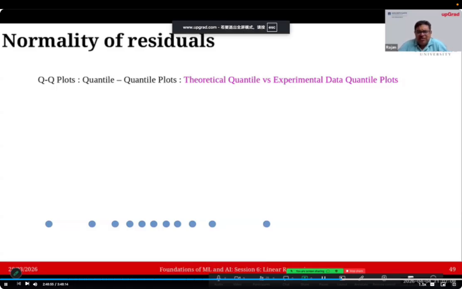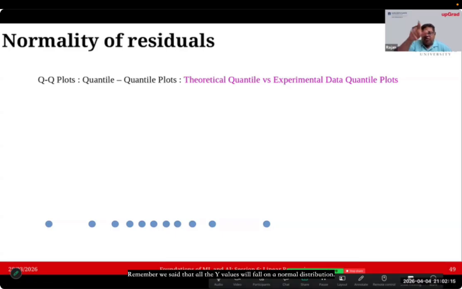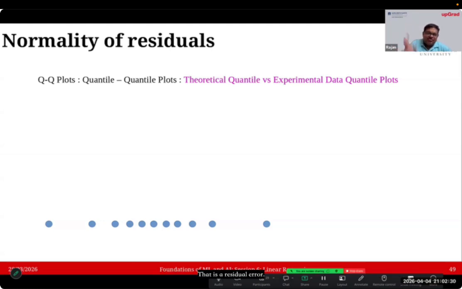Normality of assumptions. What is this normality assumption? Remember, we said that all the y values will fall on a normal distribution. Why? Because our model is yi equals beta naught plus beta 1 x plus some error, and that error is normally distributed. That error is the residual error, so we have to see whether the residuals fall on a normal distribution. How do we do that?